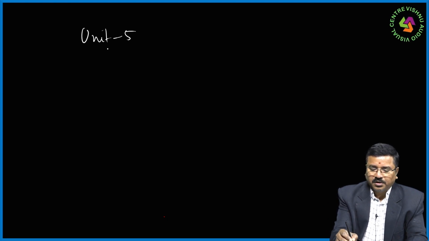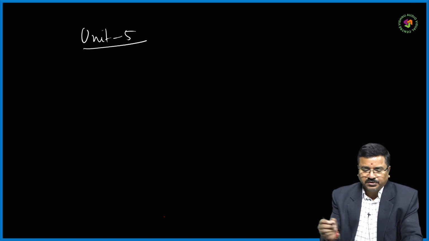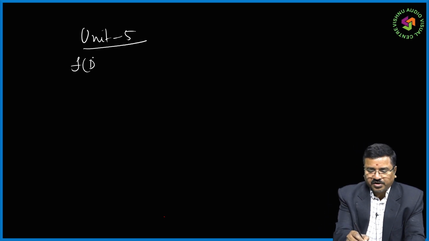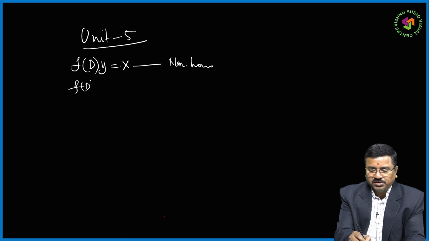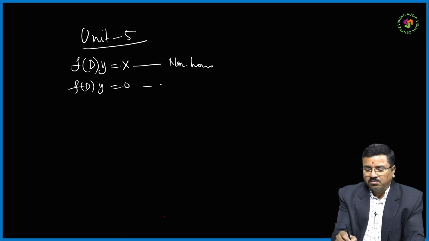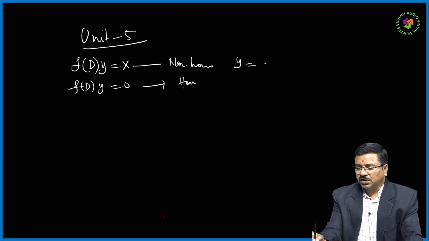Okay, so unit 5. Unit 5 is the higher order differential equation with constant coefficients. The equations are like this: f of D of y is equal to x. This type of equation is called a non-homogeneous equation. F of D of y is equal to 0: this type of equation is called a homogeneous differential equation. The general solution of the non-homogeneous equation is CF plus PI.